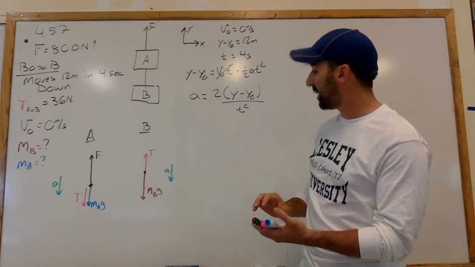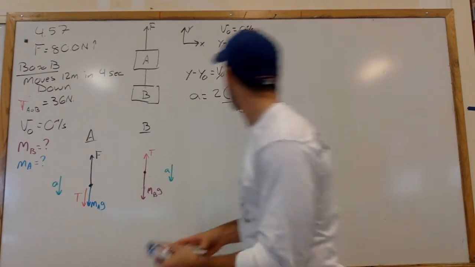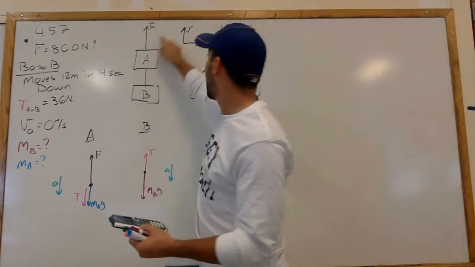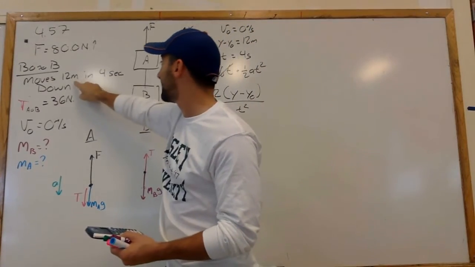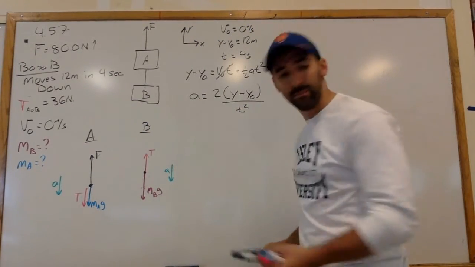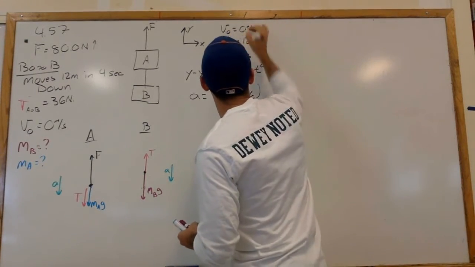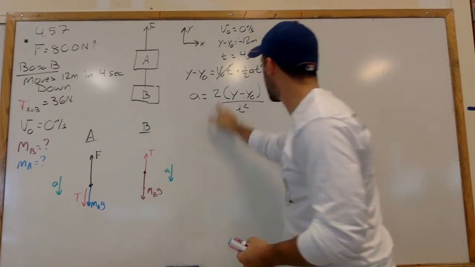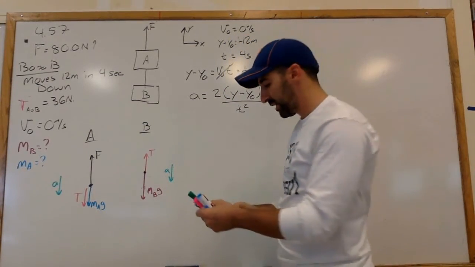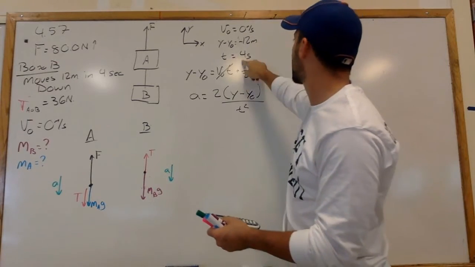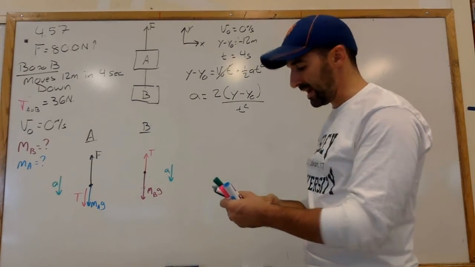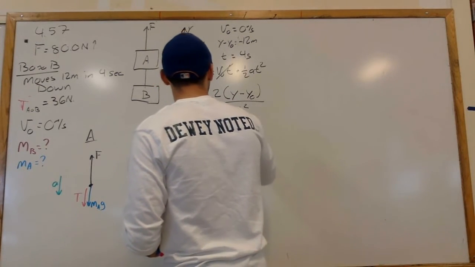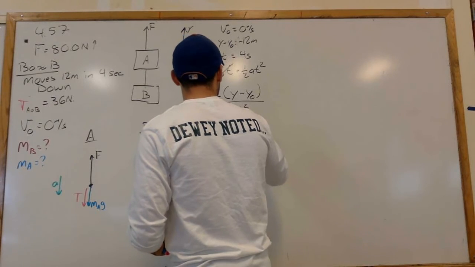So my acceleration is going to be 2 times negative 12. Remember, I defined up as positive, so moving down has to be a negative. Oh, look at me, bad notation. It's got to be a negative 12. So 2 times negative 12 is negative 24. And I'm going to divide that by t squared. So by 4 squared is 16. And I get an acceleration of negative 1.5 meters per second squared.